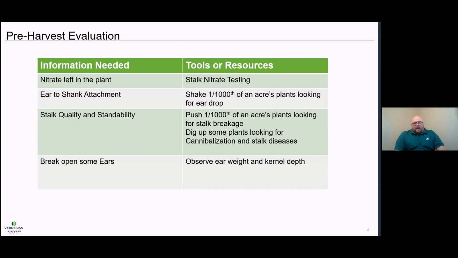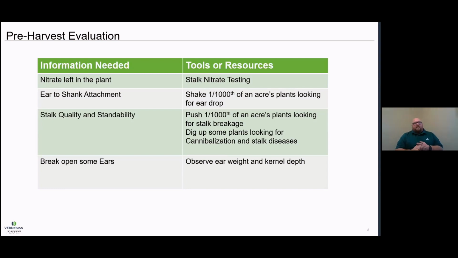What our ear to shank attachment looks like. So we want to go shake some plants, look for ears that are dropping, look for ears that aren't attached very well, because that's a sign of some nitrogen deficiency. We want to look at stock quality and standability, right? We want to look at how many of those stalks are going to break, how many harvest issues we might have. We want to dig up some plants, split them open, kind of assess how much cannibalism there is.